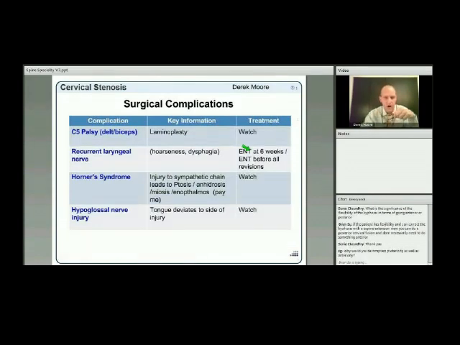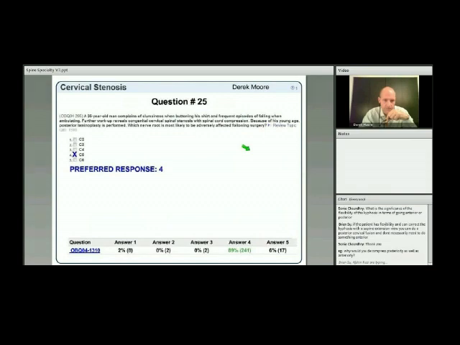So you need to know your complications of cervical surgery. The 4 main complications you need to know are C5 palsy, recurrent laryngeal nerve injury, Horner syndrome, and hypoglossal nerve injury. C5 palsy is usually associated with a posterior procedure and is notoriously associated with a laminoplasty. These other complications are usually associated with an anterior procedure, and we'll talk about that a little bit later.